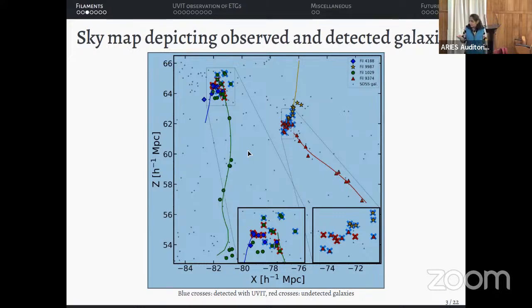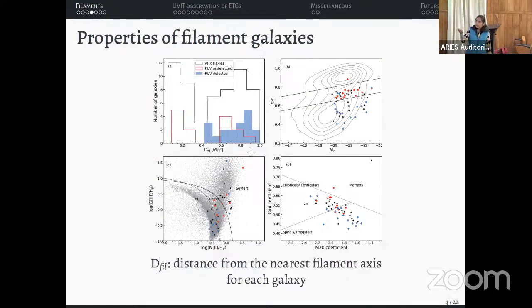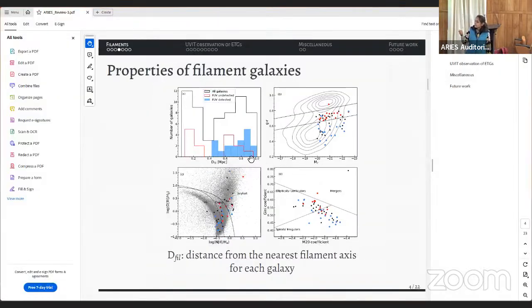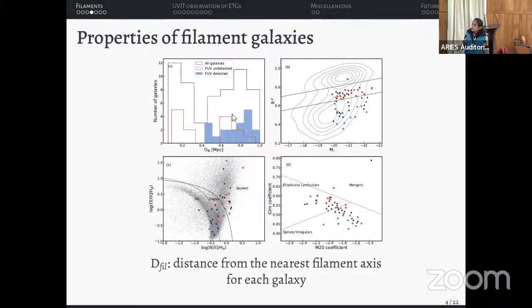So this raises a question: why some of them were detected while the others were not detected in our survey. So we looked at where these galaxies are placed. In this histogram, the x-axis tells us the distance of each galaxy from the filament spine, which is where the density is highest. I highlight that most of the galaxies that we detect are beyond 0.4 megaparsec from the filament spine.